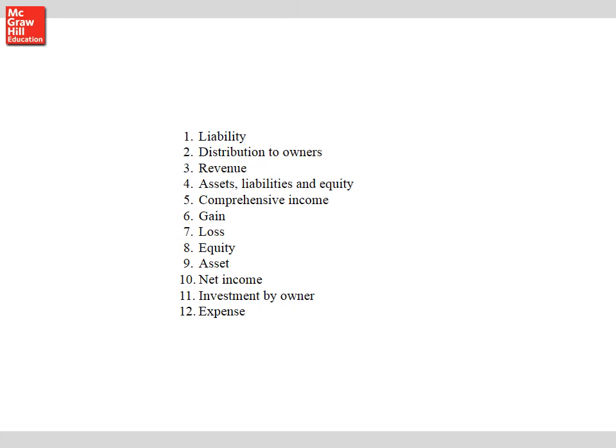Nine, an item owned by the company representing probable future benefits, asset. Ten, revenues plus gains less expenses and losses. Well, that's net income or net loss. An owner's contribution of cash to a corporation in exchange for ownership shares of stock, investment by owner. And what's an outflow of an asset related to the production of revenue? That's an expense. I like to look at expenses as a service we have to pay for to run our business day to day. So that is exercise 1-6, a great review of definitions.